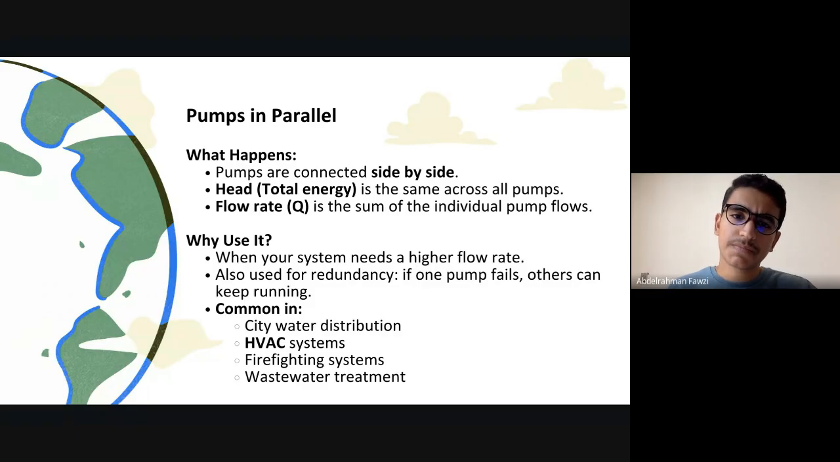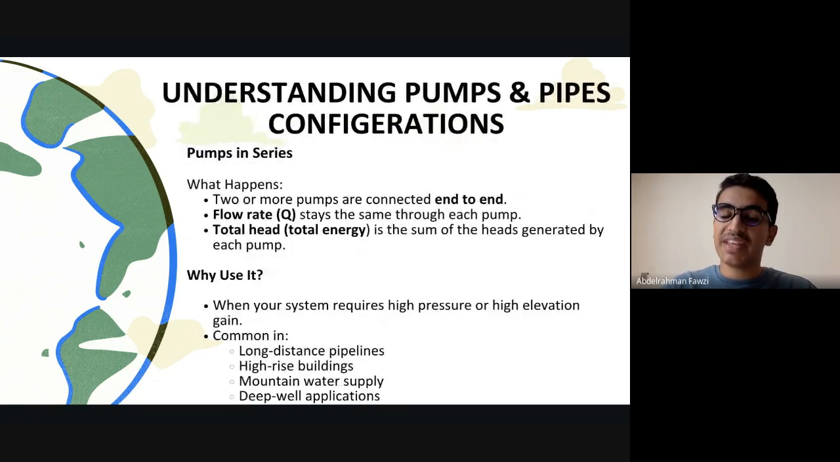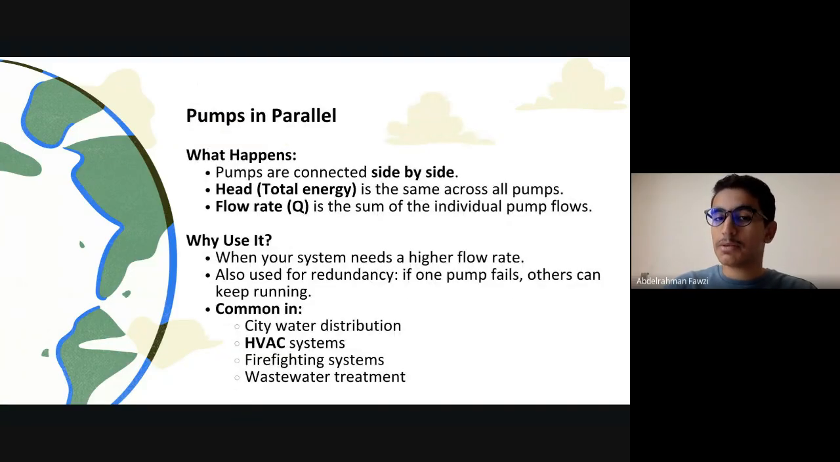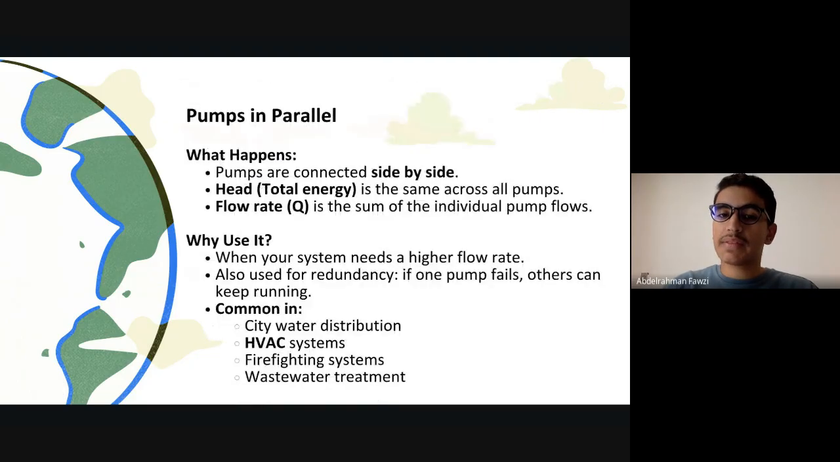Now we have the parallel pumps. They are connected side by side. So for example, there is the pipeline here. Then you have branches, and each branch has its own pump. The total head remains the same. So here in the series, the total head is the summation, but here it remains the same along all pumps, meaning that, for example, if you have 3 pumps in the series configuration, you're gonna have 3 times more head than you have with the same number of pumps in the parallel configuration.